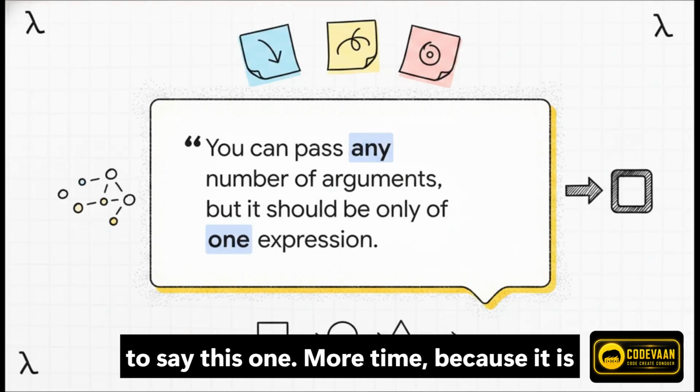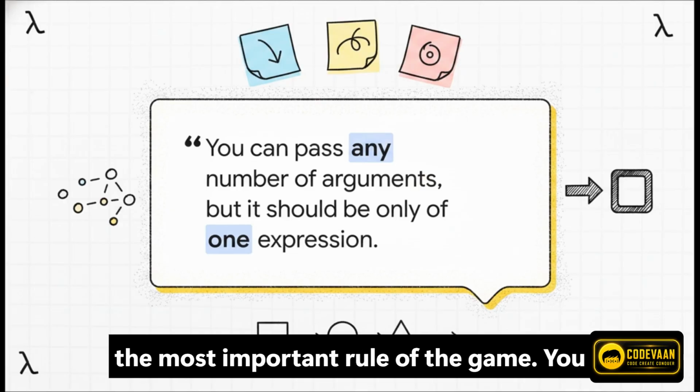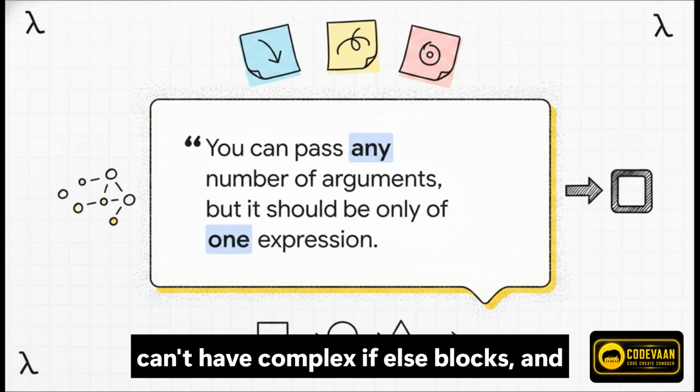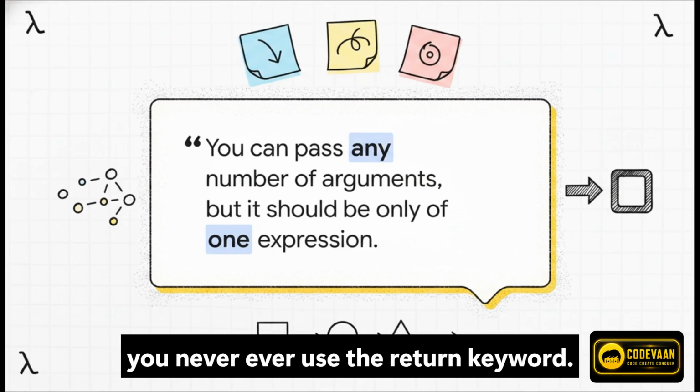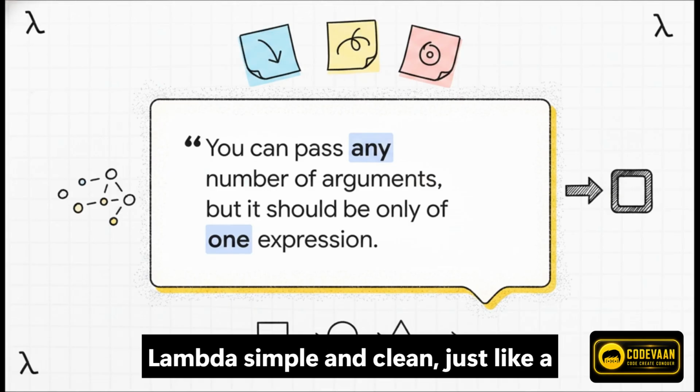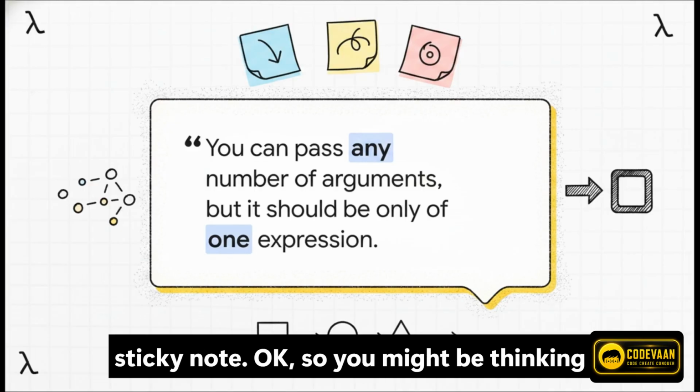I'm going to say this one more time because it is the most important rule of the game. You can't have multiple lines of code, you can't have complex if-else blocks, and you never ever use the return keyword. The result of that one expression is just returned for you. That's what keeps our lambdas simple and clean, just like a sticky note.